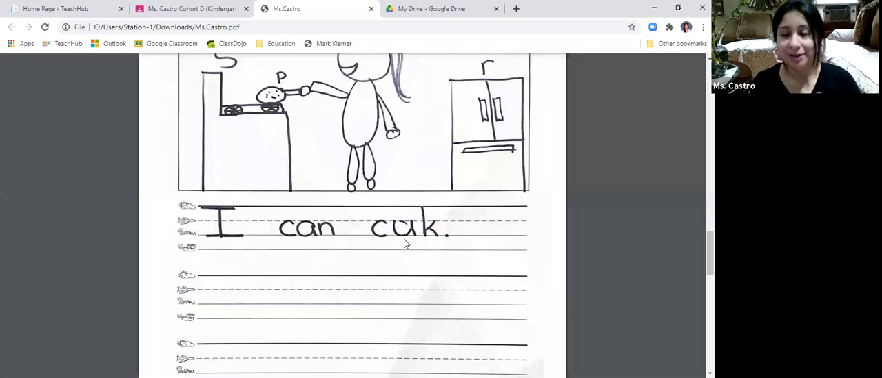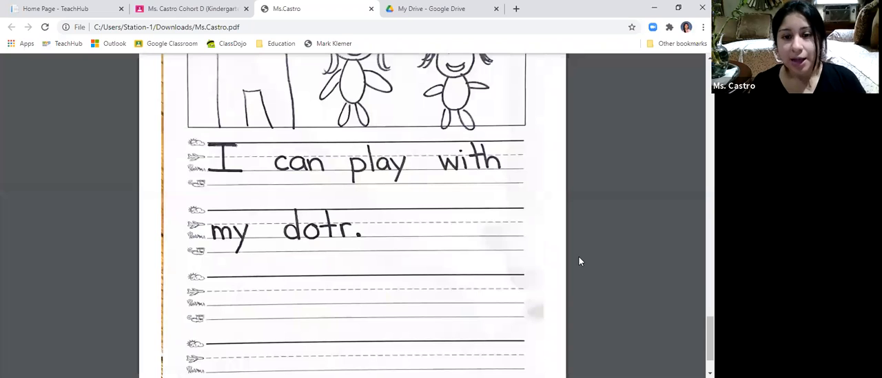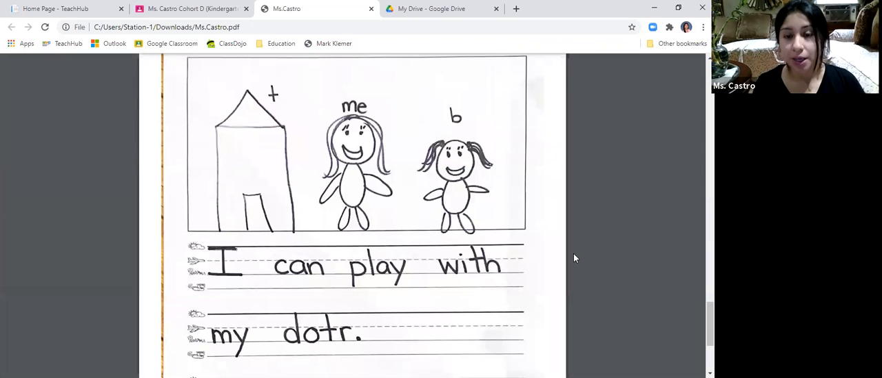So "u" is the sound of the letter U, which is why I wrote cook in that way. So next and last page, boys and girls. I illustrated me with my daughter. And this is another example for the families to see. Look at how I labeled daughter.